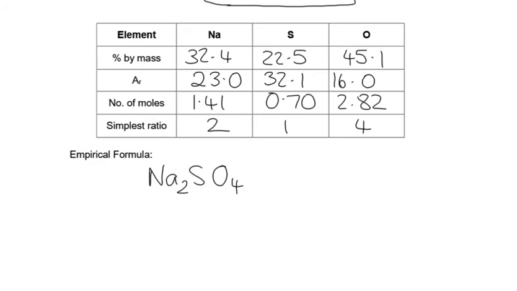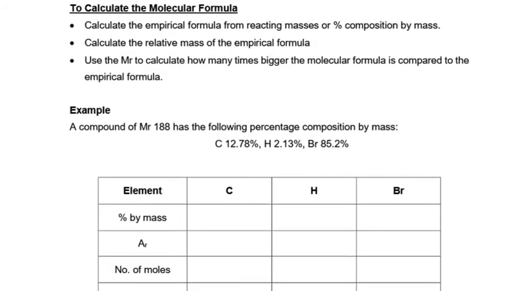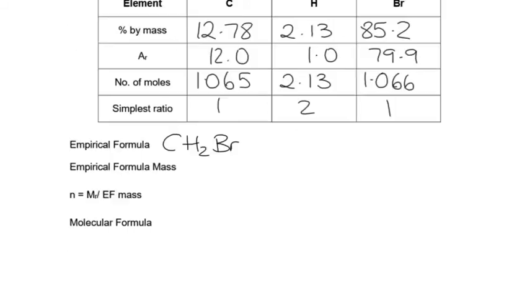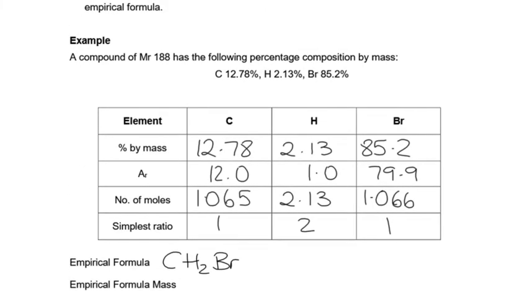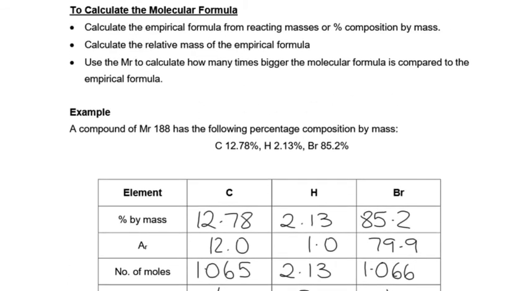Our last little section is how, when we've got an empirical formula, we will convert that to a molecular formula. So the first thing I want you to do is, as usual, put the numbers in and work out the empirical formula for yourself. So we should have got this for the empirical formula. Now how would we convert that to a molecular formula? Well, to do that we're going to need one more piece of information, and the last piece of information we need is going to be the Mr.